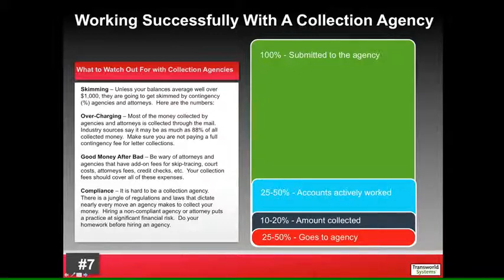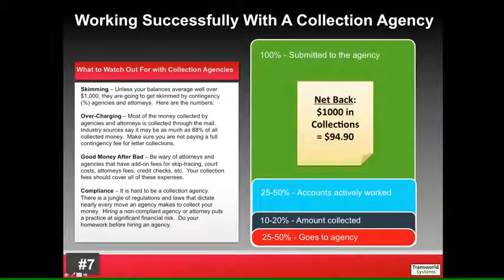So let's look at the net back. For every $1,000 we put into collections, we get back, on average, all of us together, $94.90. That's the net back after fees. So the best thing we can do about that is early intervention, getting things turned over sooner when they're more collectible. Because $100 out of $1,000, right? That's not much.